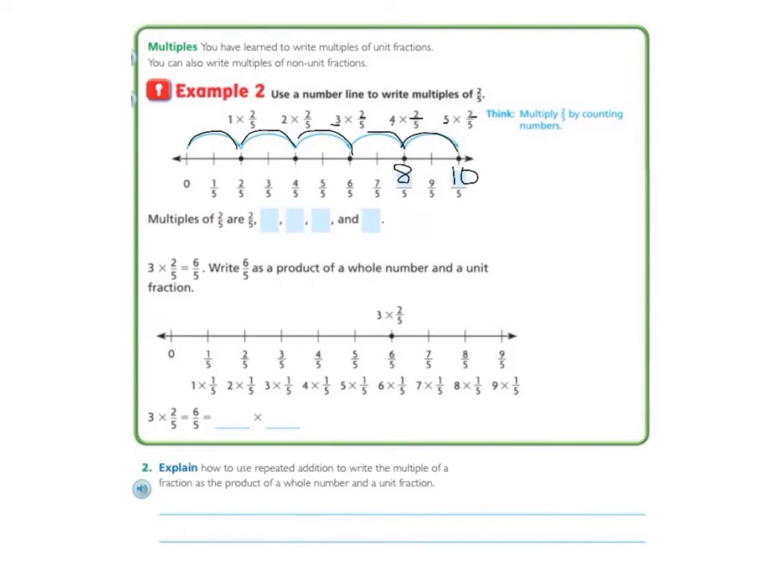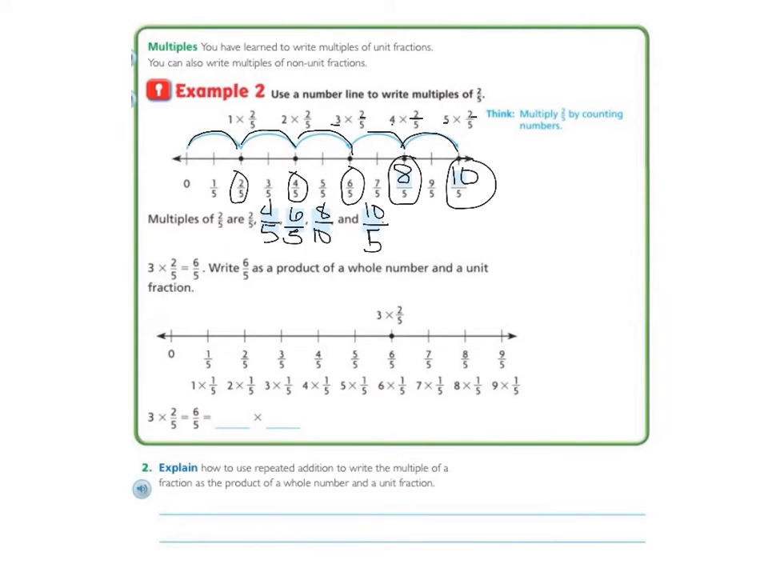So our multiples of counting by 2/5, now we're not just counting by 1/5 at a time, we're counting by groups of 2/5, are 2/5 and 4/5 and 6/5 and 8/5 and 10/5.